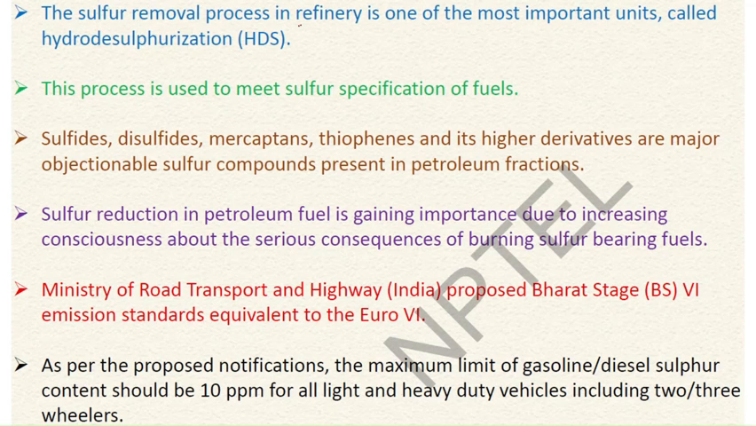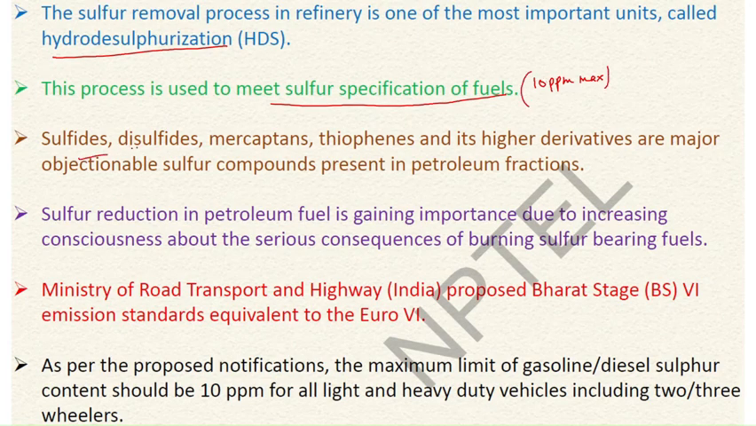The sulfur removal process in a refinery is one of the most important units, called desulfurization. This process is used to meet the sulfur specifications of fuels. It will decrease the amount of sulfur present in the fuel to meet the sulfur specifications; according to Bharat Stage 6 it is 10 ppm at max.